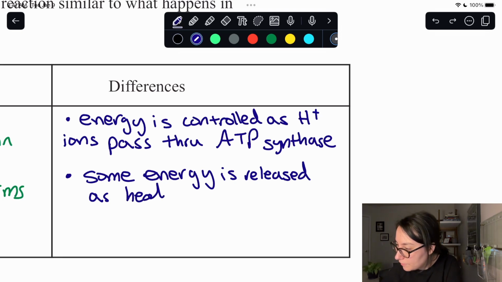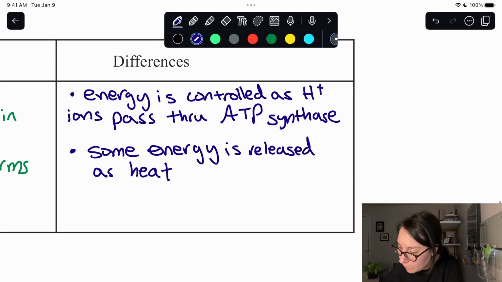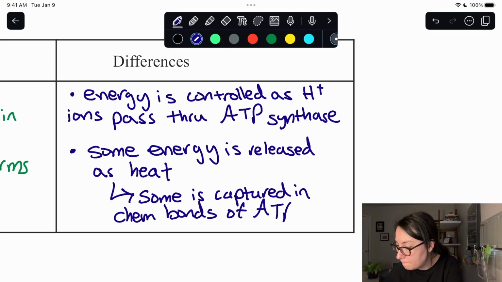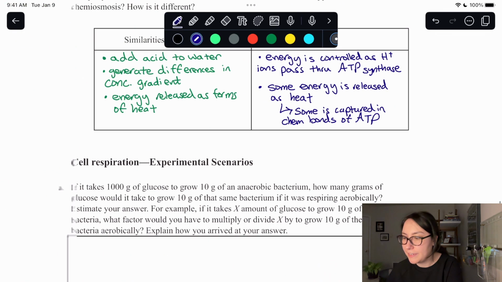Oops. Sometimes I just end up writing cursive. And then just a little caveat here, some energy is released as heat. Some is captured in chemical bonds of ATP. All right, moving on.